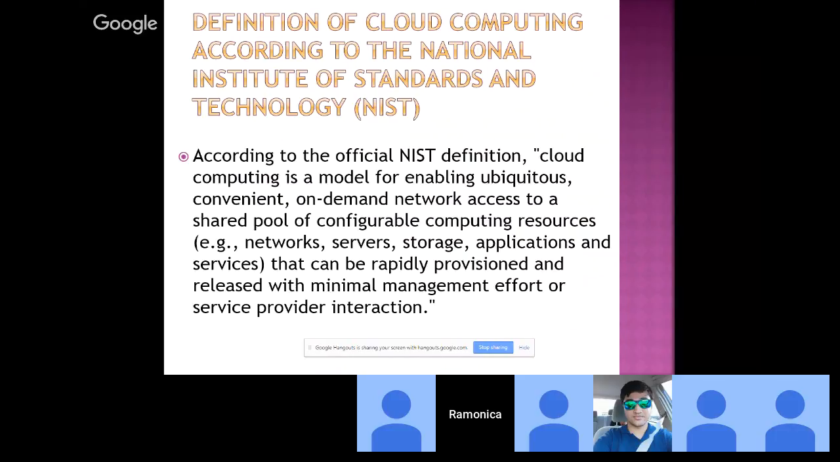Their definition is: cloud computing is a model for enabling ubiquitous, convenient, on-demand network access to a shared pool of configurable computing resources, such as network, server, storage, applications, and services that can be rapidly provisioned and released with minimal management effort or service provider interaction.